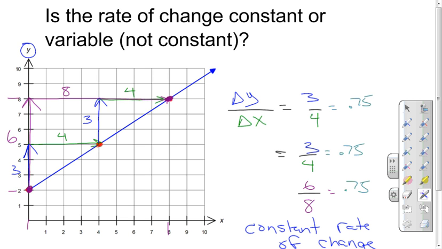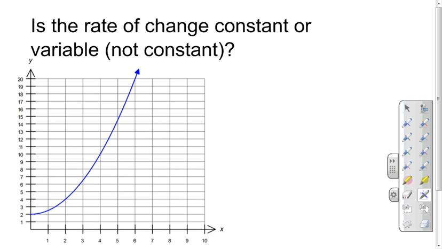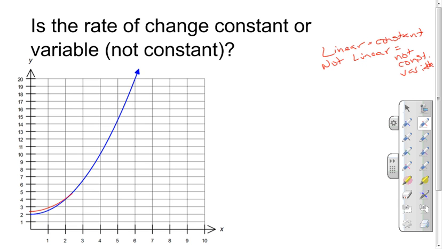Let's take a look at this next example. It says, is the rate of change constant or variable? Variable, again, means not constant. I could look at this and realize that linear equals constant and not linear equals not constant, also known as variable. So I could just look at this and say, well, look, this is not a line. I know the answer to this is going to be variable.